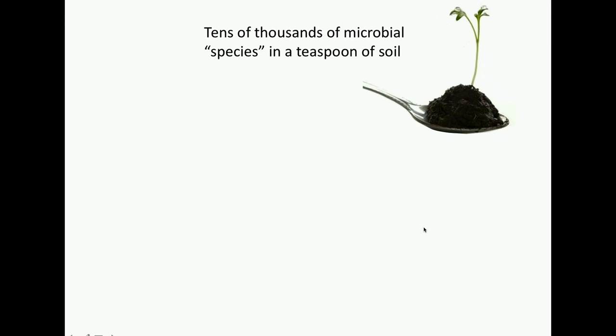Okay, so the story I'm going to tell you about started by thinking about extremely diverse environments such as soil, where people say that you can have 10,000, some people even say 40,000 species in a single teaspoon of soil. And I want to think about how diversity is generated and maintained in environments like that.